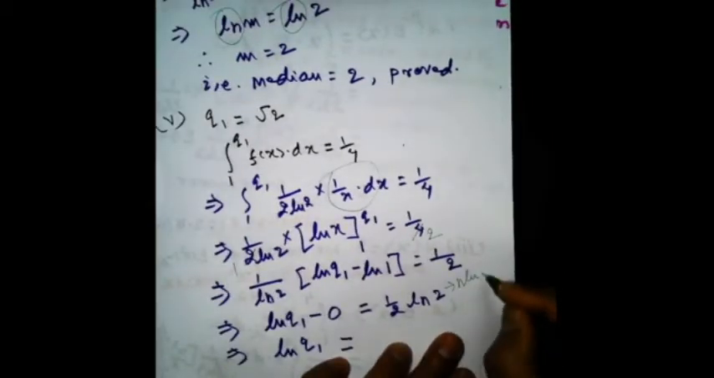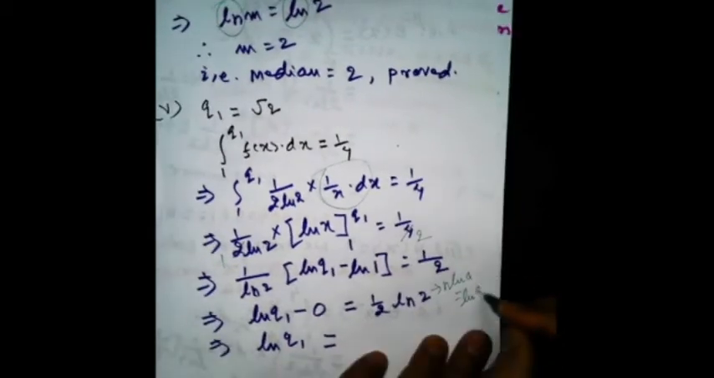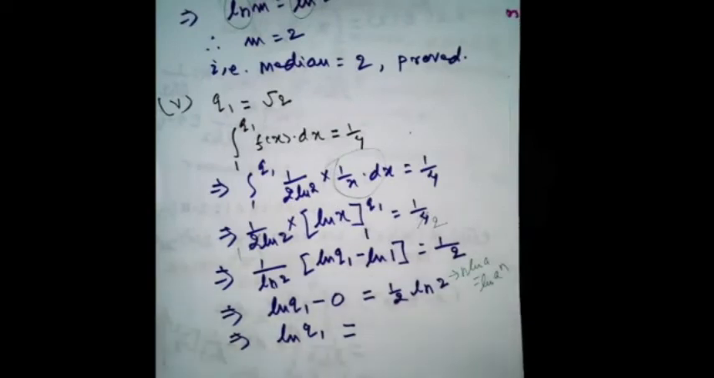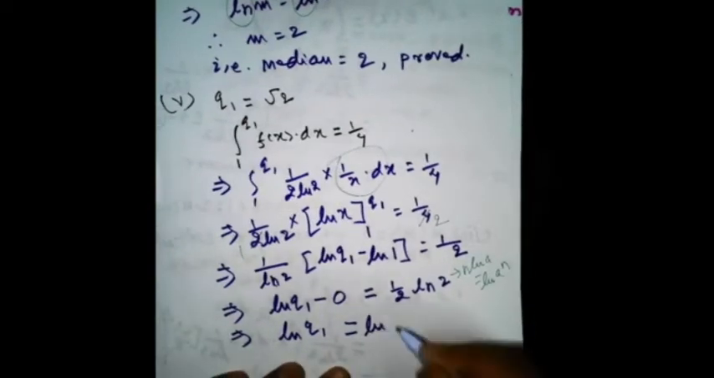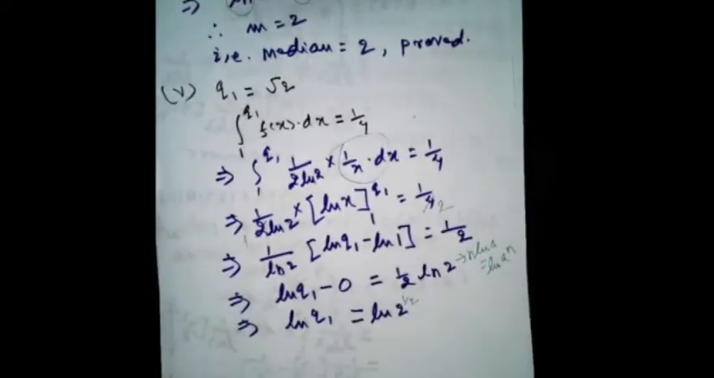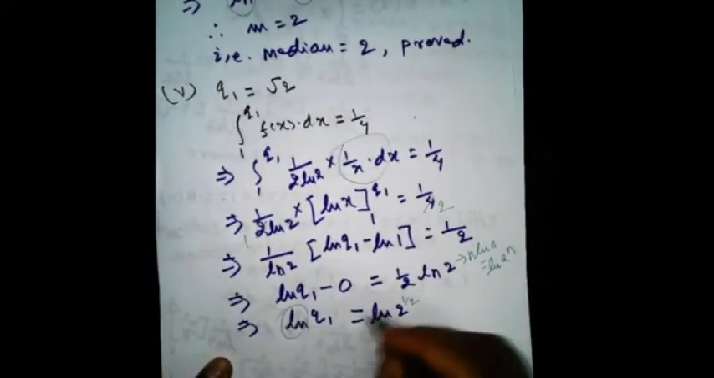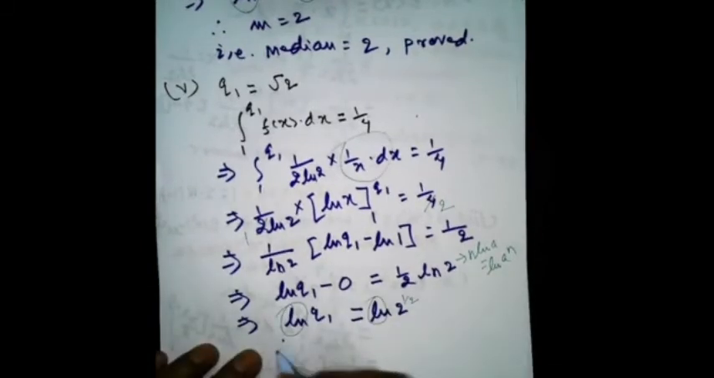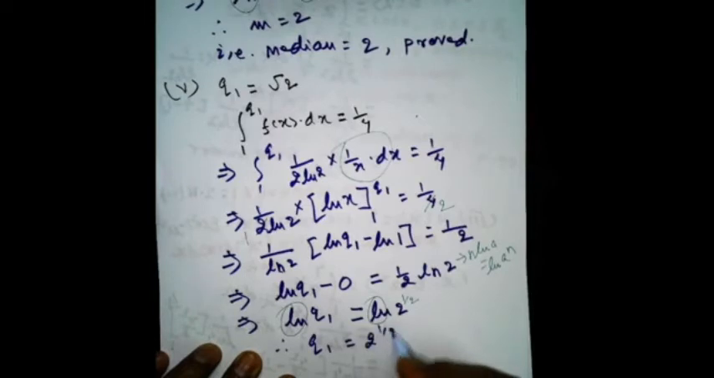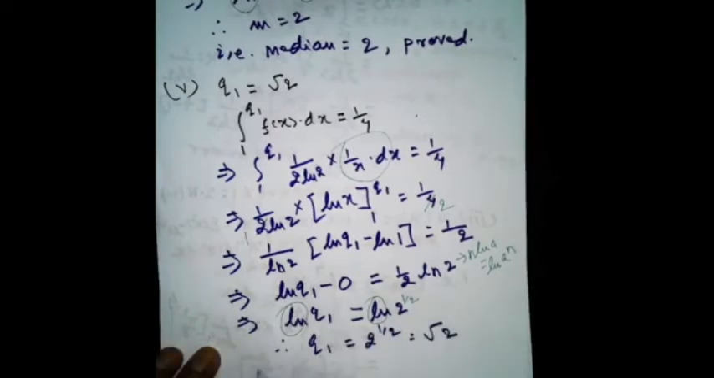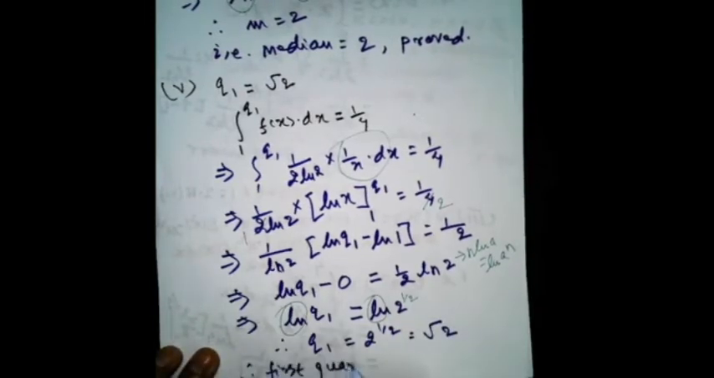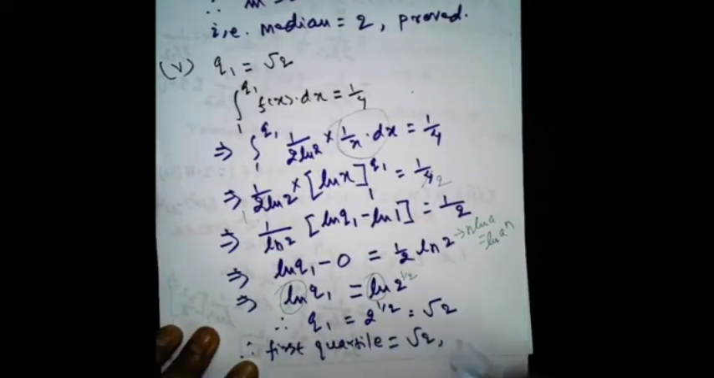For example, if you are given n ln a, then you can write by the law of logarithm a to the power n. If you apply the same rule over here, it's going to be ln 2 to the power half, that is 1 by 2. And now from both sides you can eliminate ln and ln. So you are left with q1 equals 2 to the power half, that means root 2. Therefore the first quartile is root 2, and hence it is proved.